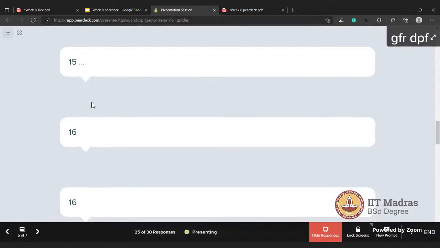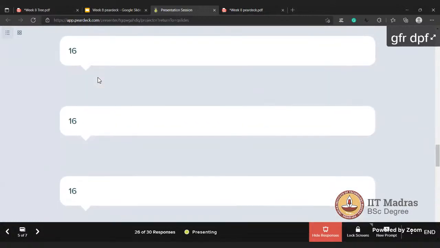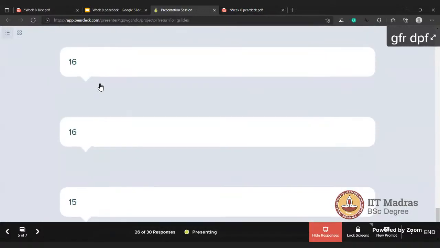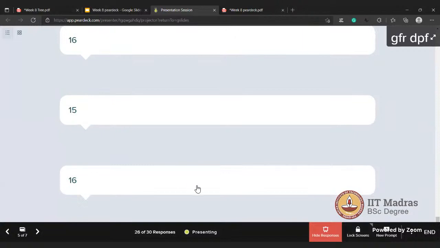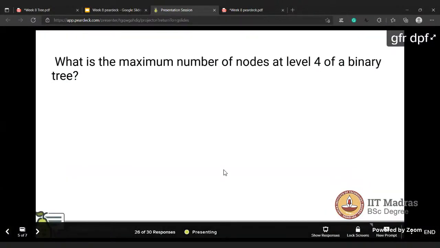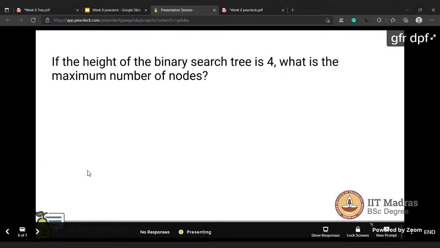So who gave the 15 answer? Can you explain why 15 is right? Okay, no issue. We'll move to the next question. Everyone understands this question, right? Okay. So if the height of the binary search tree is 4, then what is the maximum number of nodes?